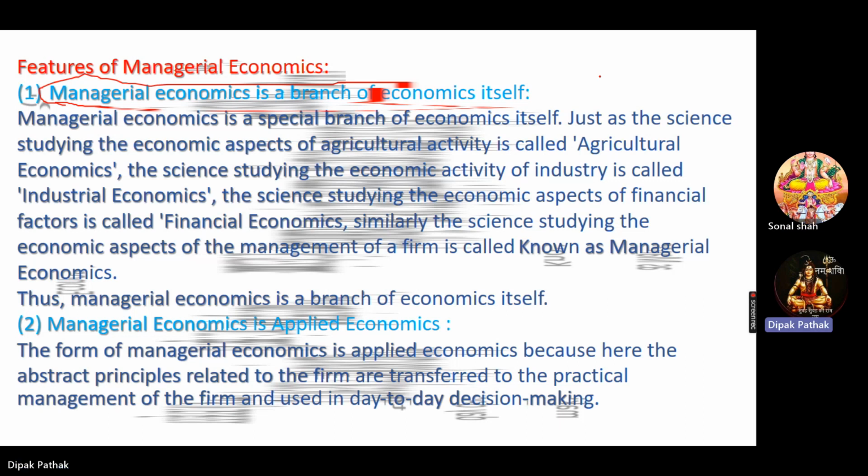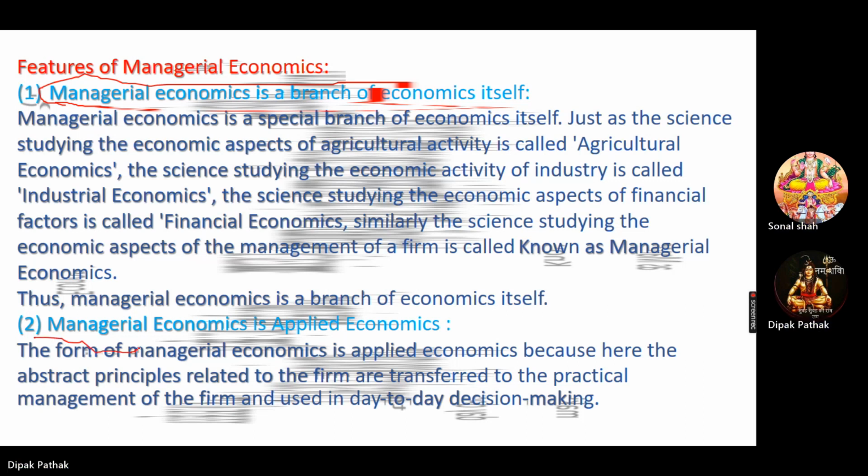Managerial economics is a branch of economics because economics is the discipline comprising many economic activities. There are many branches and sub-branches of economics. The science studying the economic aspects of agriculture is called agricultural economics. The science studying the economic activity of industry is called industrial economics. The science studying the economic aspects of monetary matters or financial factors is called financial or monetary economics. Similarly, the science studying the economic aspects of management of a firm is called managerial economics. Thus, we conclude that managerial economics is a branch of economics.